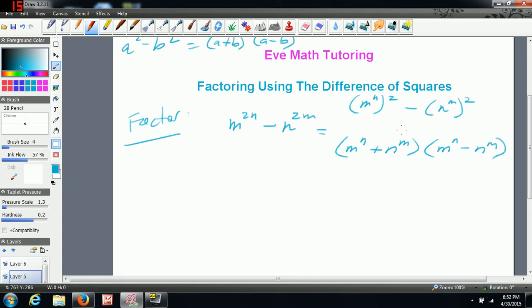Okay, so that was a little bit tricky because you have to see how you can express this as something that's squared. Well, it's m to the n times m to the n, because when you multiply m to the n times m to the n, you do get m to the 2n. You keep the same base and add the exponents, right? And this is the same thing as m to the n all squared, because it's just m to the n multiplied by itself. So it equals this, which equals that.